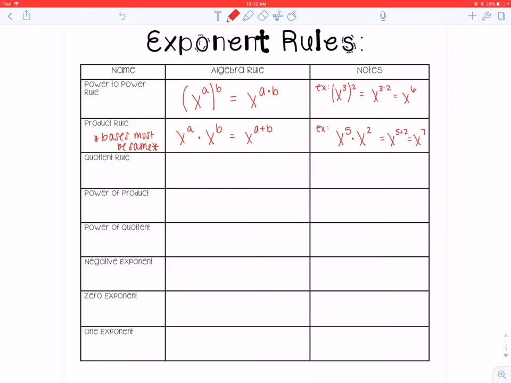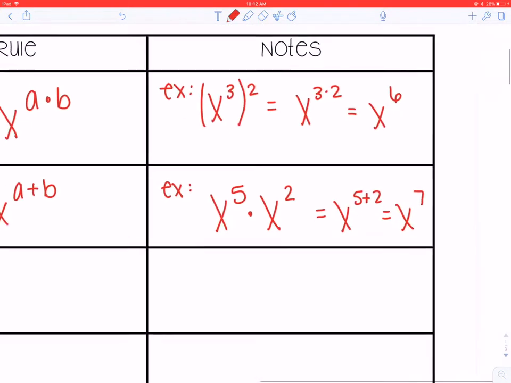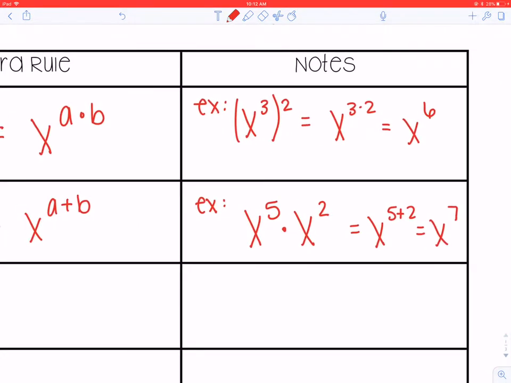A little mnemonic device that I often teach is this thing called PMA, P-M-A. The P stands for power to power, so power to power you multiply, that's what the M stands for. If they're being multiplied, PMA says that you add them. So the P stands for power to power, and the M tells you that you multiply. The M stands for multiplying, so if you have two bases being multiplied, the A tells you to add them.